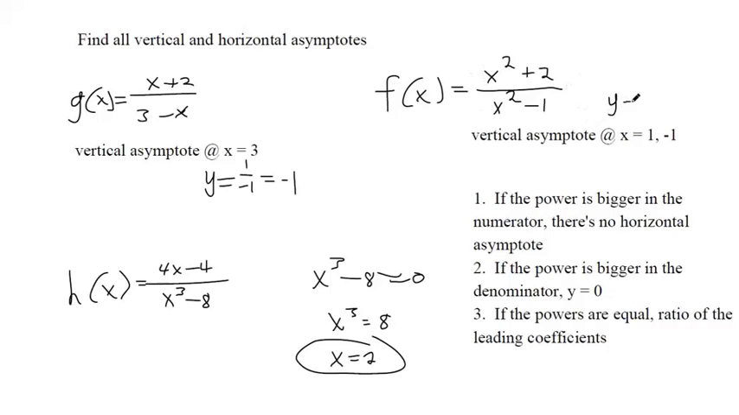So this has a horizontal asymptote at y equals 1 again. Now this one, the power in the top is 1. The power in the bottom is 3. So y equals 0 is our horizontal asymptote.